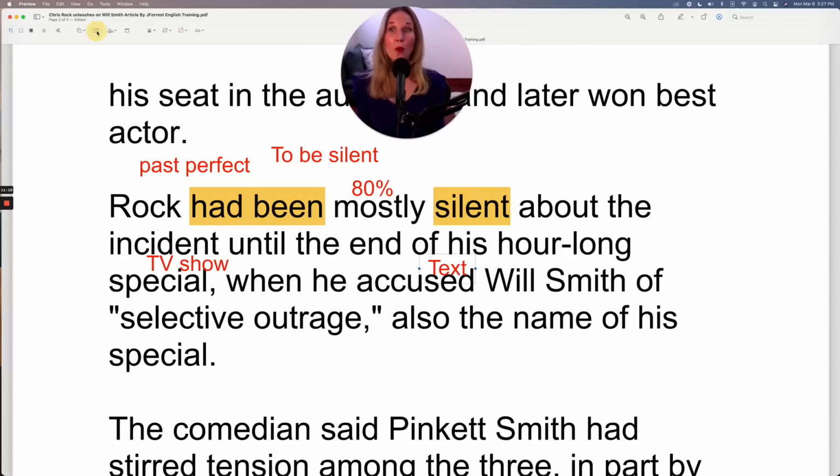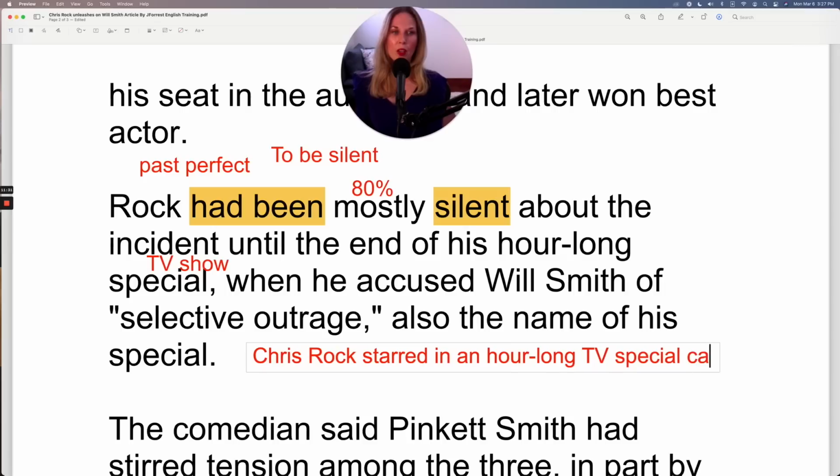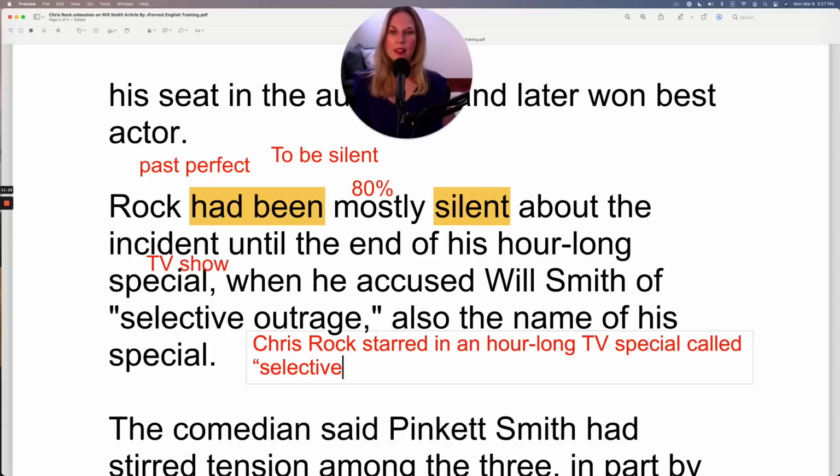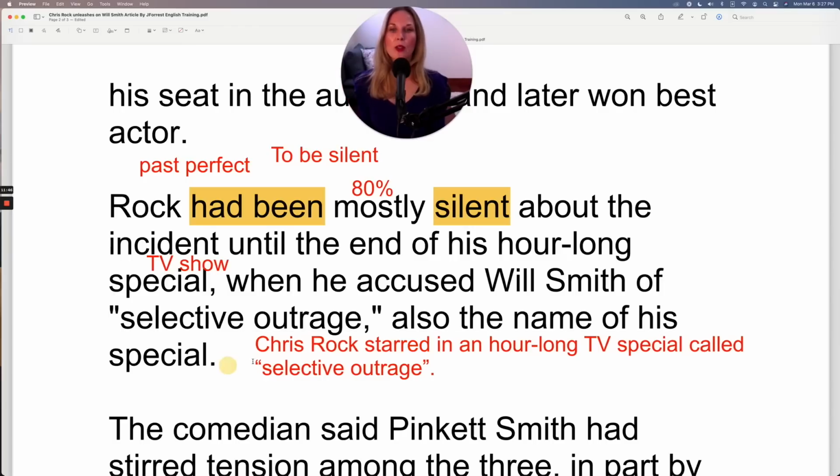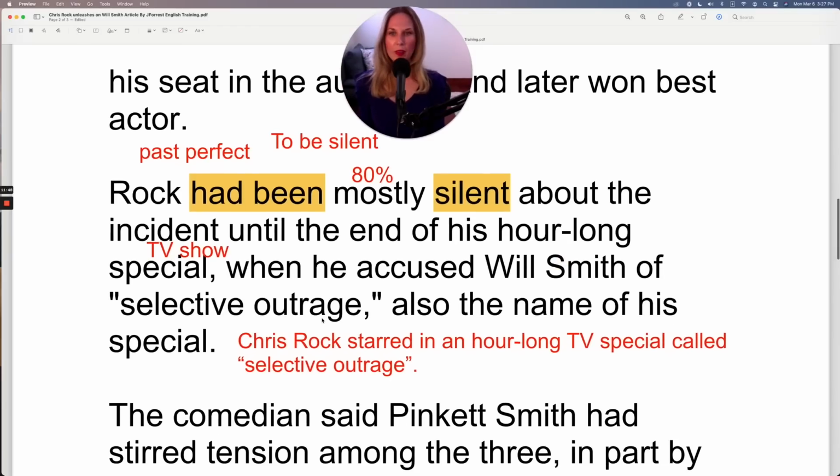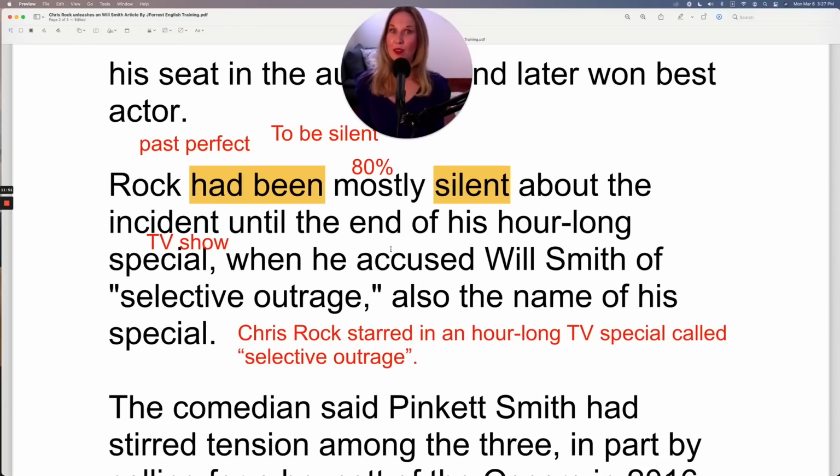Okay? So remember our verb star. We could say Chris Rock starred in an hour-long TV special called Selective Outrage. And I can put this in the past simple because it's a completed action. This television special has already been aired, so it's a completed action. Now, during this TV special, he accused Will Smith.